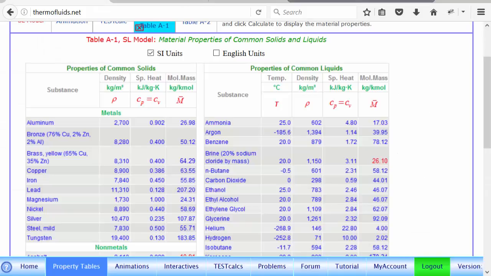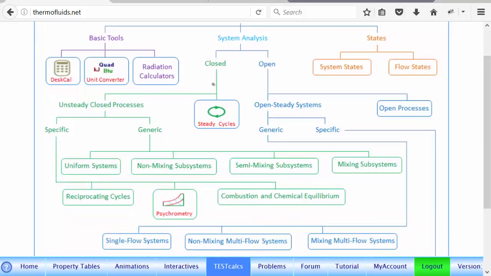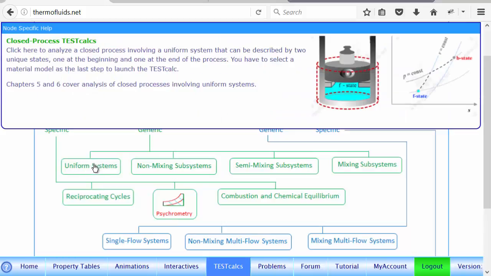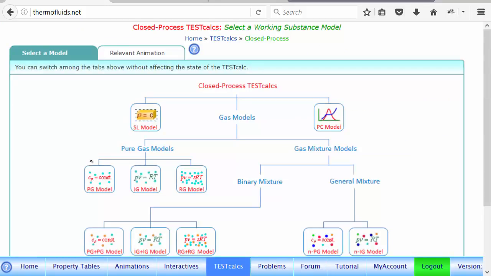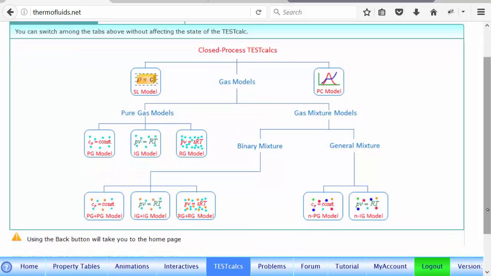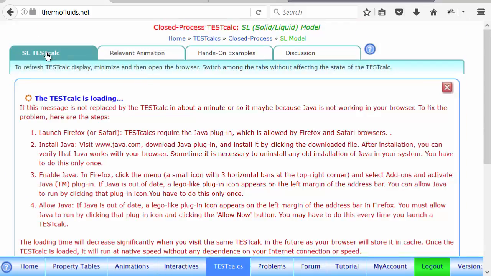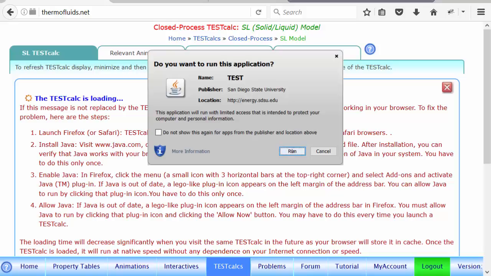Let's quickly check the answer using TEST calc. And for that, we'll follow the system closed, unsteady closed process. Instead of specific, we'll follow the generic branch, and we'll go for the uniform system. Why? Because uniform system means the system can be expressed by a single state at a given time. So in the beginning, we have a single state, state 1. At the final state, we also have a single state, state 2. Clicking the SL model launches the TEST calc.